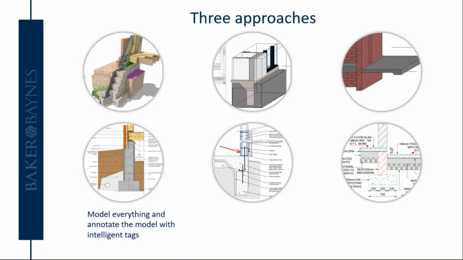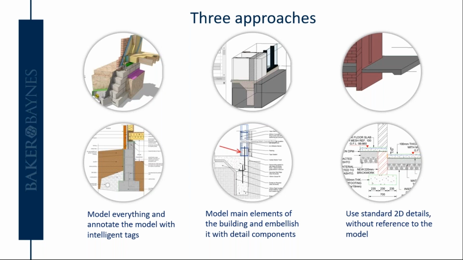So just in summary, we've got the scenario where everything was modeled and annotated in the model with intelligent tags, so everything is linked. Then we got the second approach where all the main elements are modeled and then it is just embellished with detailed components in Revit. And then the third scenario where you've got the very, very basic 3D elements and then you have some 2D details that has got no reference to your actual model. So you might be using one of these three or you might be using a combination of these three.